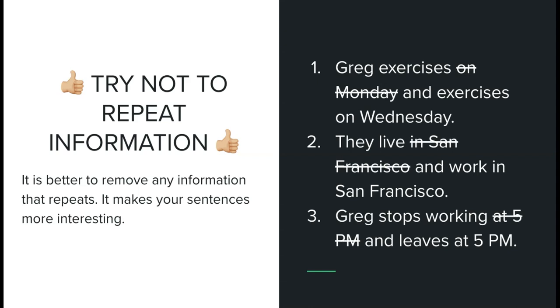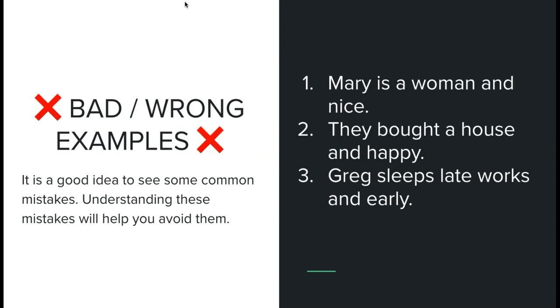Here again, I am showing you how you can remove the parts that you repeat. You don't want to repeat the same information because it's boring. It's better if you remove the repeated information so your sentences are more interesting. Here are some bad examples, wrong ways to use the conjunction and. It's important that you understand these mistakes so that you can avoid making them.